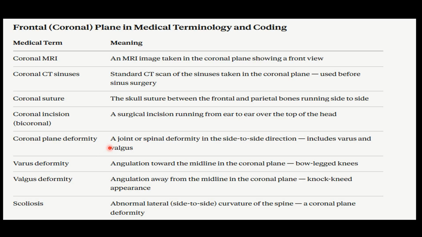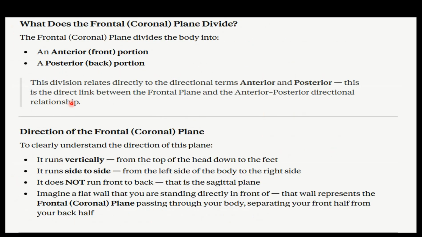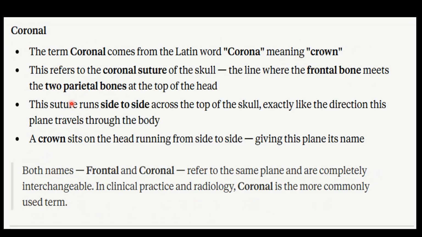Coronal plane deformity, a joint or spinal deformity in the side to side direction, including varus and valgus. Varus deformity, angulation toward the midline of the coronal plane, bow-legged knees. Valgus deformity, an angulation away from the midline of the coronal plane, knock-kneed appearance. And scoliosis, abnormal lateral side to side curvature of the spine, a coronal plane deformity. So these are just examples where we have utilized the terminology coronal, which gives you the imagination of the view we just discussed. Just remind yourself of that diagram in your mind, it will help you to understand your questions.